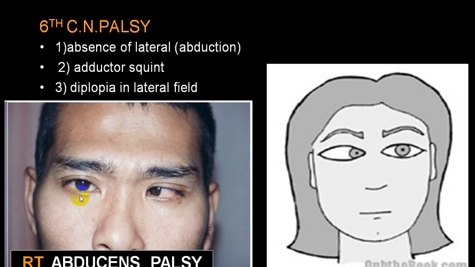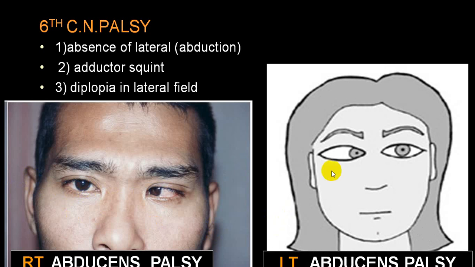But if this is on looking to the right or looking to the left, that means when the person is asked to look to the right, the right side lateral rectus should work and the left side medial rectus should work, then you will say that this side palsy. Here left side abduction palsy, because you are asking the person to look to the left side.